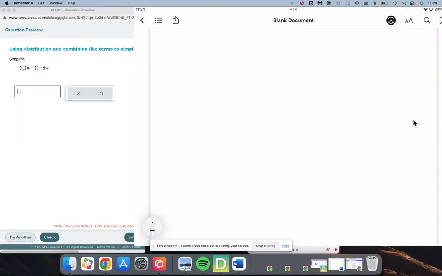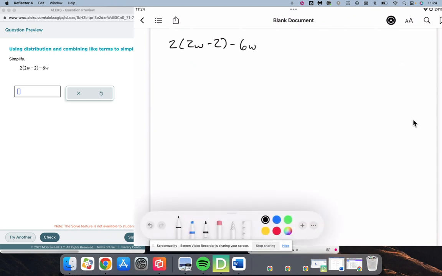So just adding a little bit more here, getting a tiny bit more complex, but just important to pay attention to what's going on. So get this copied down. It's important to recognize that the 2 that's leading there is only being multiplied by the 2w and the negative 2. It is not being multiplied by that negative 6.